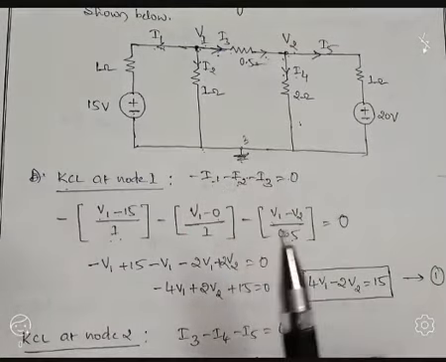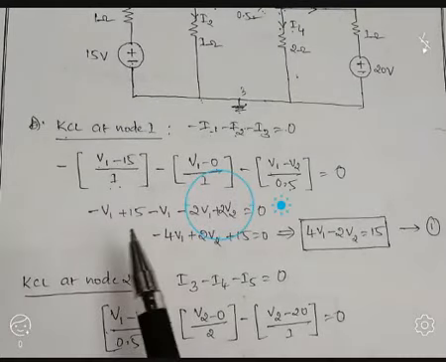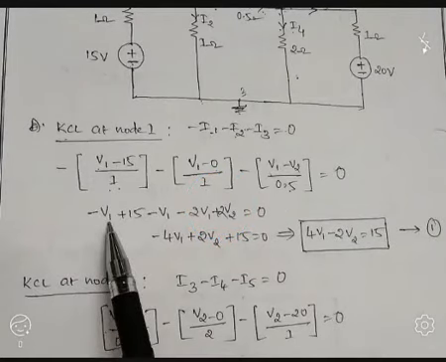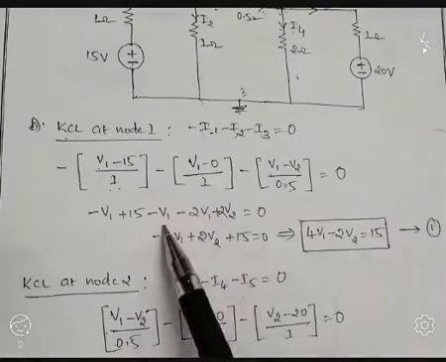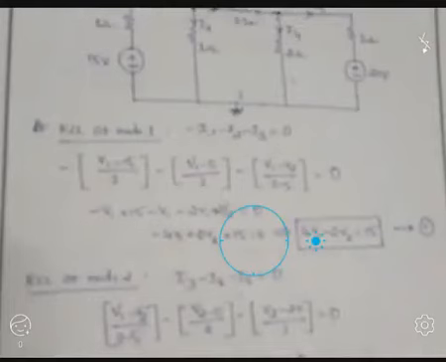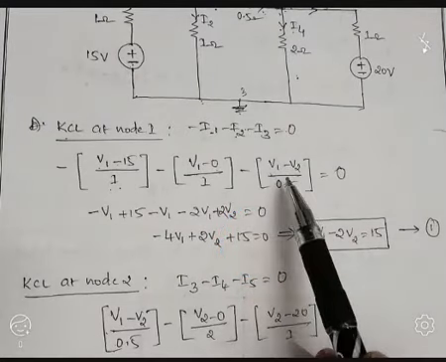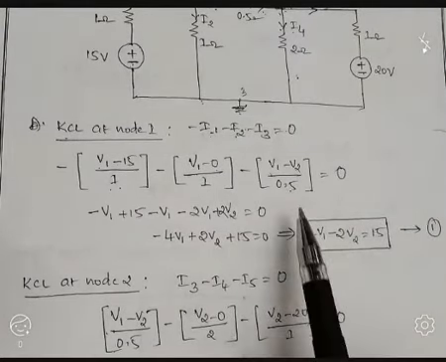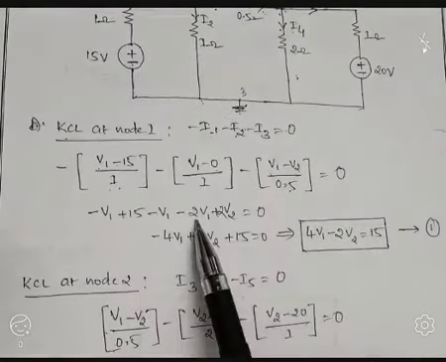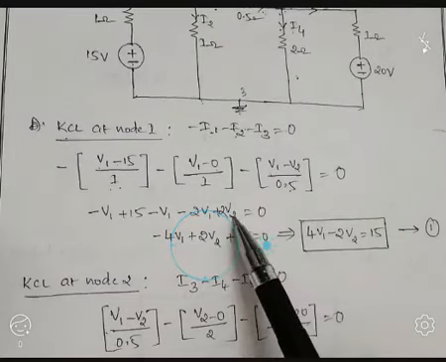Then let us simplify. Multiplying minus V1, minus into minus, plus 15. Next minus V1; the 0 term we leave. Next, 1 divided by 0.5: we can write 1 divided by 1 by 2, which goes to the numerator as 2. Hence minus 2V1, minus into minus plus 2V2 is equal to 0.